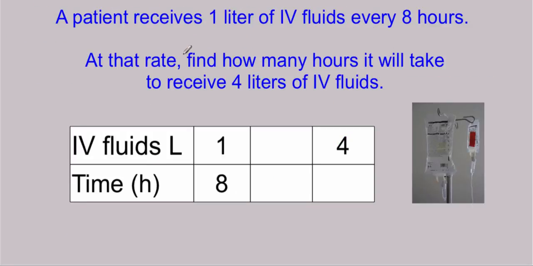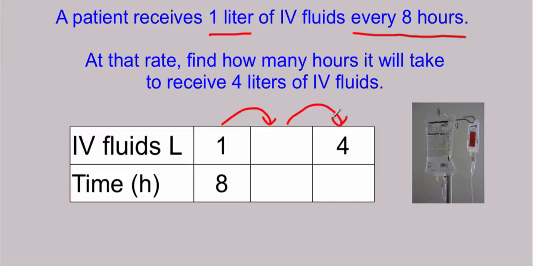All right, your turn. Yeah, since I did so well. A patient receives 1 liter of IV fluids every 8 hours. At this rate, find out how many hours it will take to receive 4 liters of IV fluids. This time we are filling in the table on the bottom and we have information on the top. So we have to do that middle step. How can we get from 1 to 4 and make a jump in the middle?